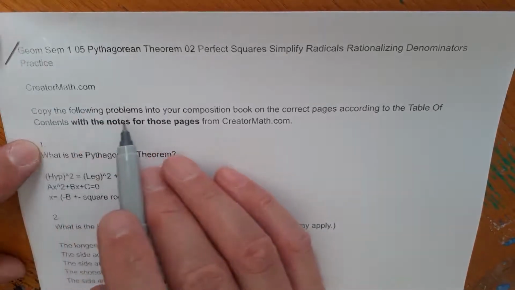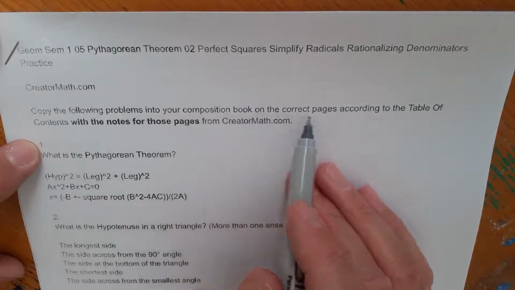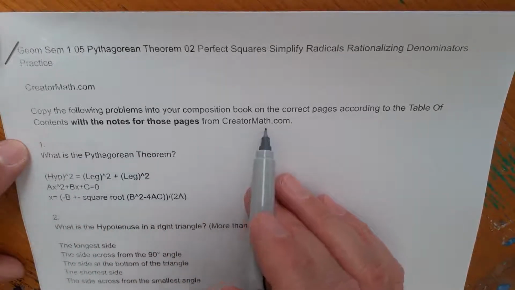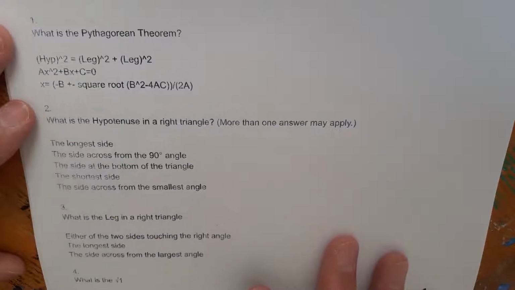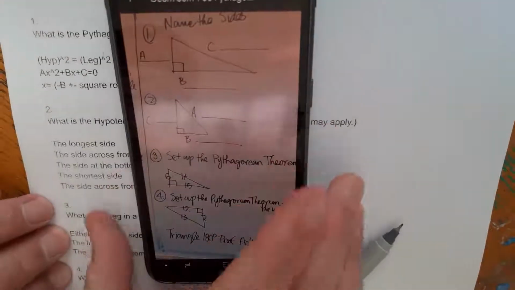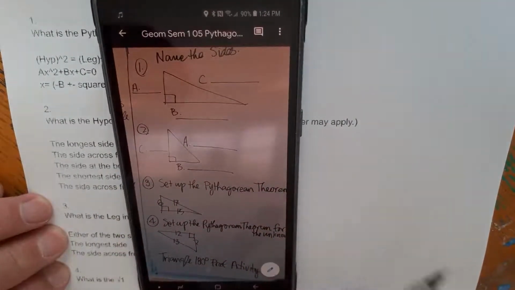The instructions are: copy the following problems into your composition book on the correct pages according to the table of contents, with the notes for those pages from creatormath.com. So before we jump into the problems, let's try to show you where the notes are and how to find them and where to put them in your comp book.